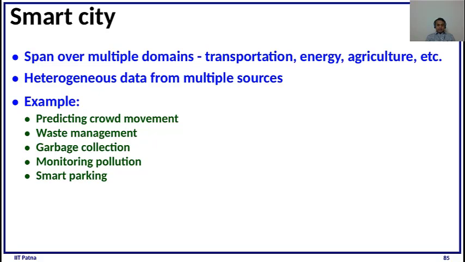Then the smart parking system. Whenever a car enters a big parking zone, the user typically finds it very difficult to find an empty slot. So how can the user be guided to the nearest empty slot? This requires some kind of image processing, maybe an indoor positioning system, because it needs to find an empty space and then guide the car to the nearest empty space.